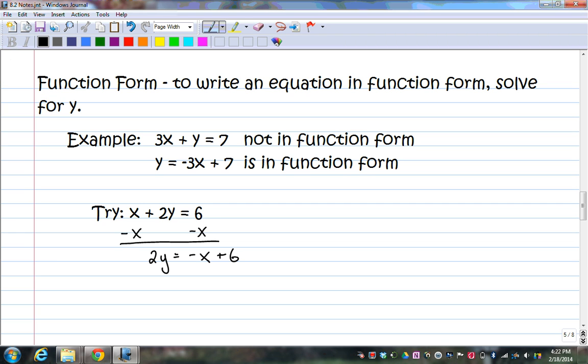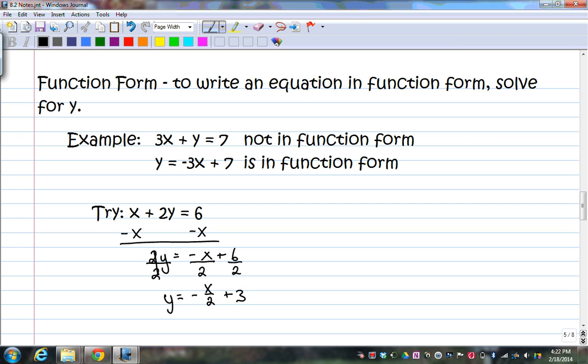Now, I have to get rid of the 2. This part is a little tricky because if you divide by 2, you divide both things by 2 here, which is the same as writing it as this. You want to divide by 2 on every term. So now the 2's are gone, and y is equal to a negative x over 2 plus 3.